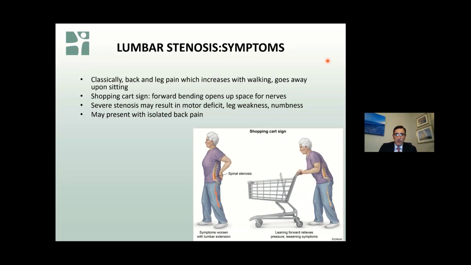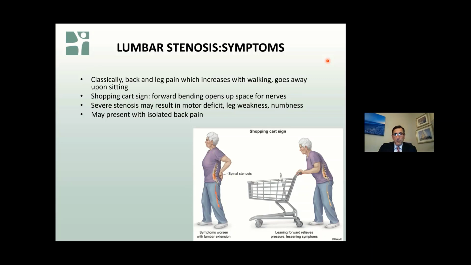And the shopping cart sign, which I've illustrated here, is very typical. Basically, if you have stenosis and you stand up straight, the stenosis gets worse. If you bend over, the space for the nerves opens up in the spine. So people that push a shopping cart often notice they can walk a lot farther if they're pushing a shopping cart. And so that's a very typical description of stenosis.